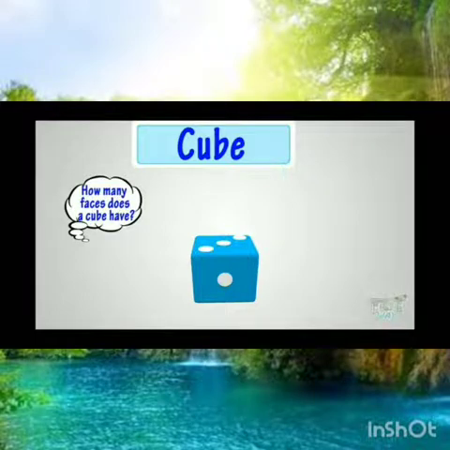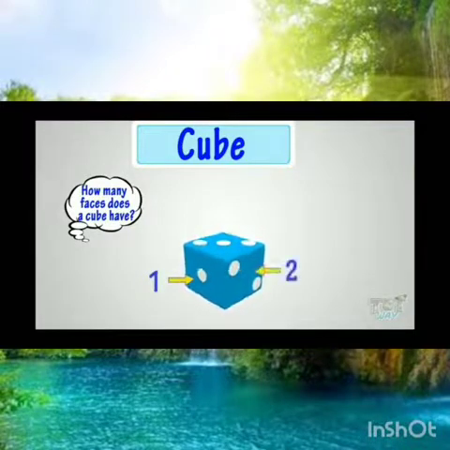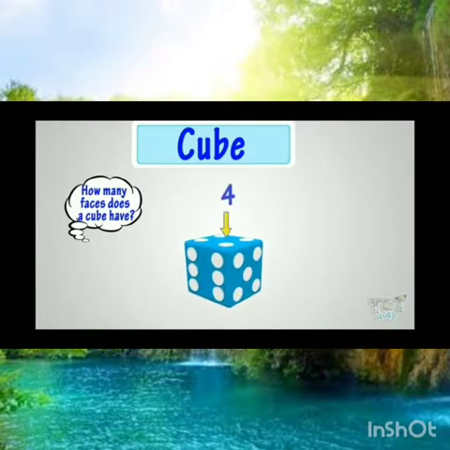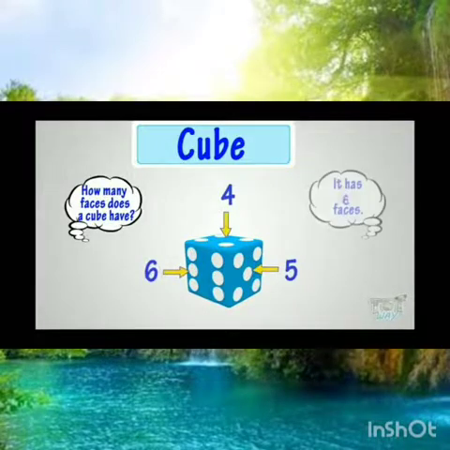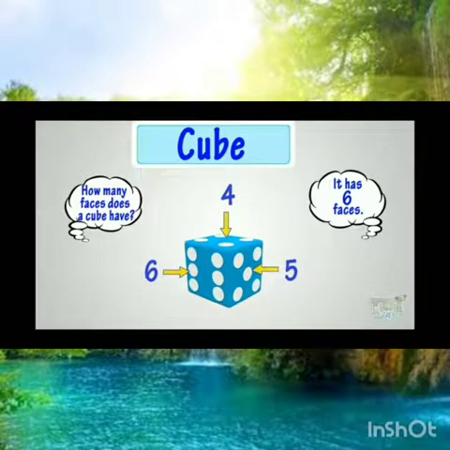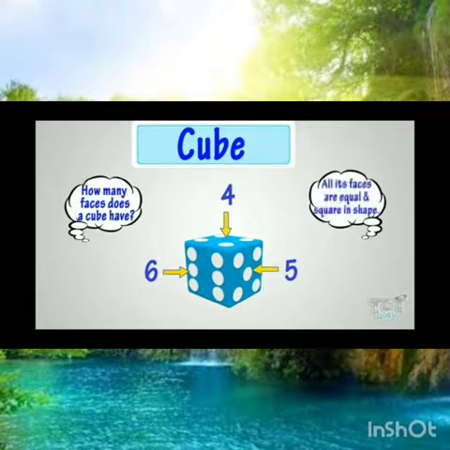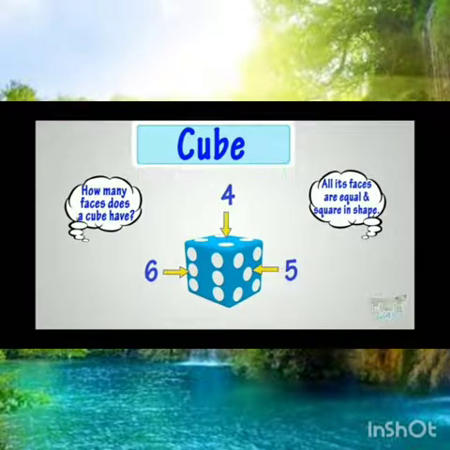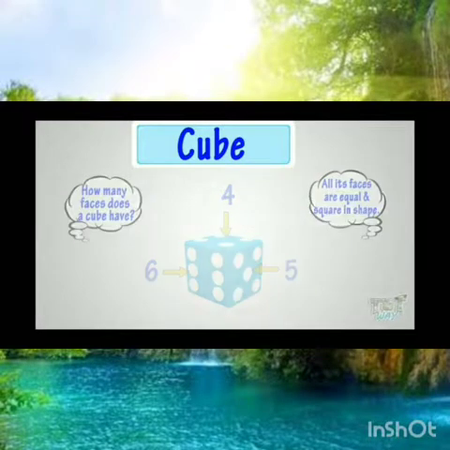There are 6 numbers presented in the form of dots. Start to count. 1, 2, 3, 4, 5, 6. Yes, there are 6 faces in a cube, and all its faces are equal. Understood children? Okay.